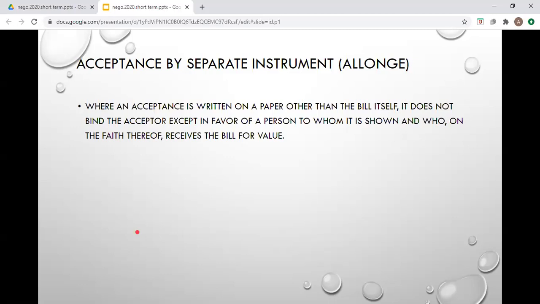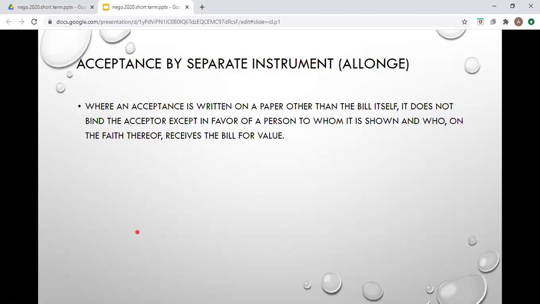liability. But if you are the holder, meron ka bang right to demand that the acceptance will be placed not in an allonge but on the instrument itself? The answer is yes. It is also the right of every holder to demand that the acceptance shall be placed in the instrument itself. That if you cannot obtain that acceptance to be indicated on the face of the instrument, you have the right to consider the instrument dishonored by non-acceptance.